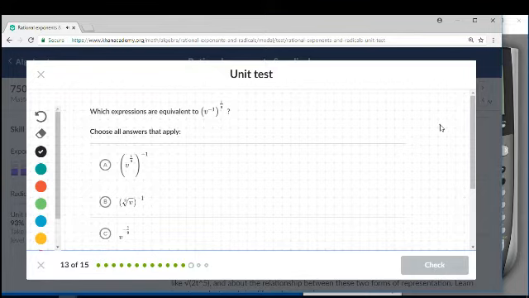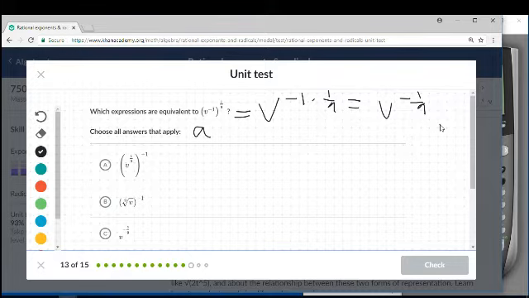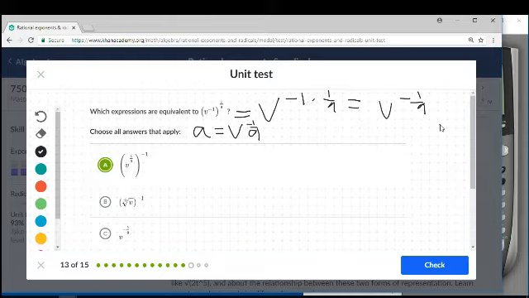9 times 9 is 81. All right, v to the negative 1 to the 1/9 is ultimately going to be equivalent to v to the negative 1 times 1/9, which is equal to v to the negative 1/9. So v to the 1/9 negative 1, that's also going to be equal to v to the negative 1/9. So a is an option.